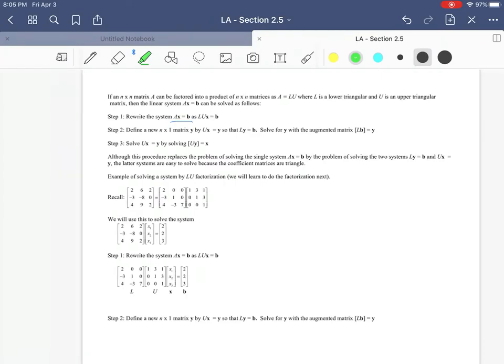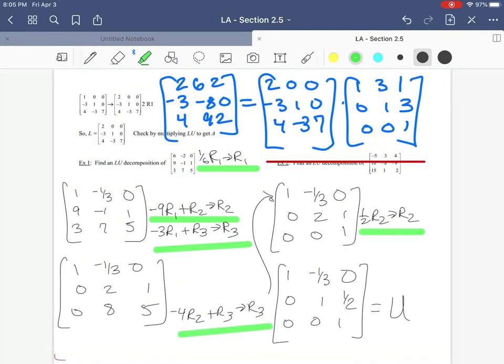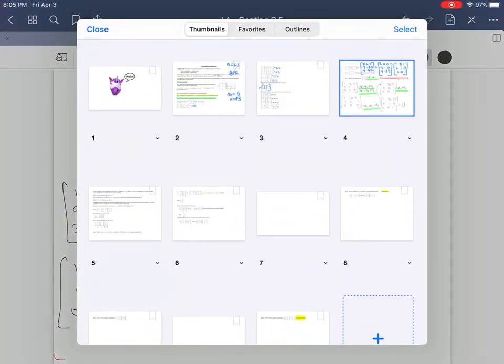Hang on a second. Oh, I was supposed to do that. I need some more space, obviously. I took up too much space. I was writing too big. So anyway, I don't have space there, so let me go ahead and add a page.